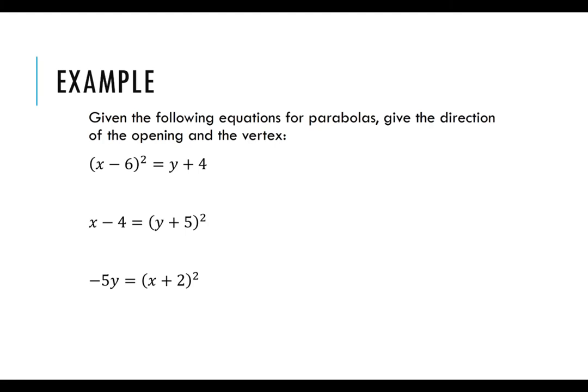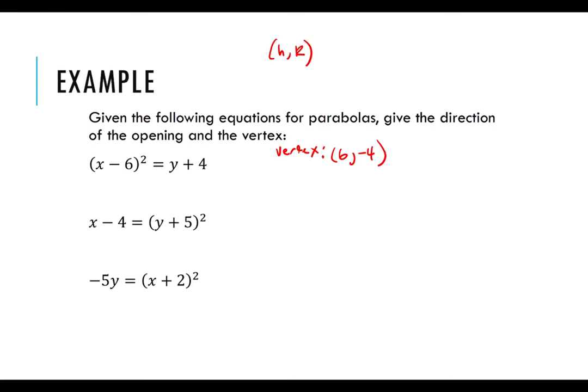Alright, so let's start pretty easy. Given the following equations for parabolas, we want to give the direction of opening and we want to give the vertex. And so remember that our vertex is (h, k), and h and k align with x and y respectively, but always remember that you have to change the sign for h and k. So, if I've got x minus 6 quantity squared is equal to y plus 4. Step 1, the easiest thing, is that we know that the vertex is (6, negative 4). Notice that I changed the sign for the negative 6, changed the sign for the positive 4. Vertex is (6, negative 4).